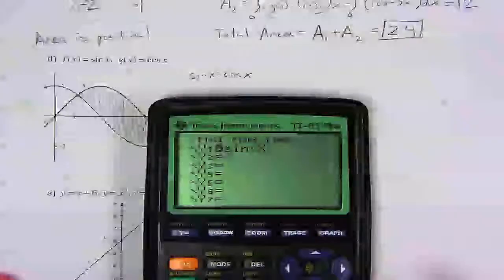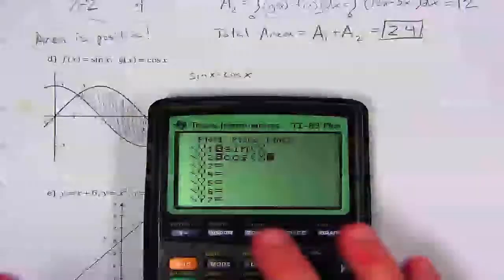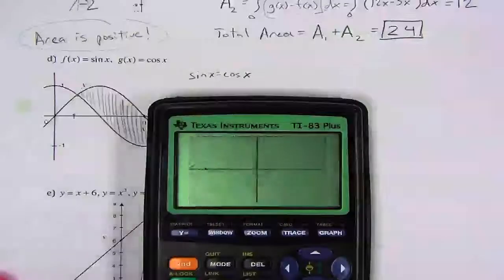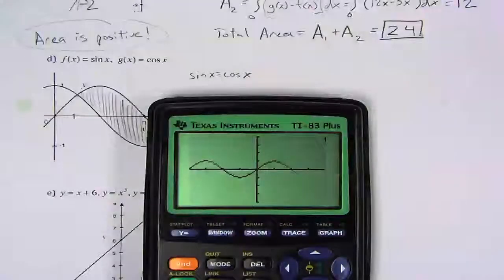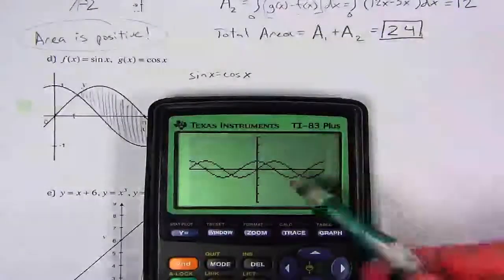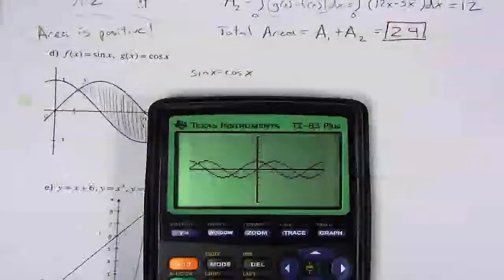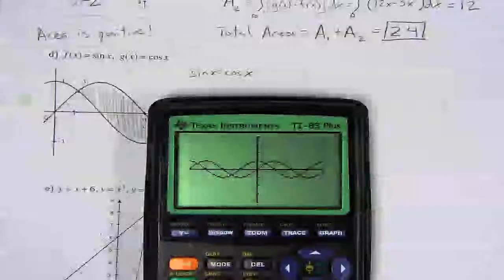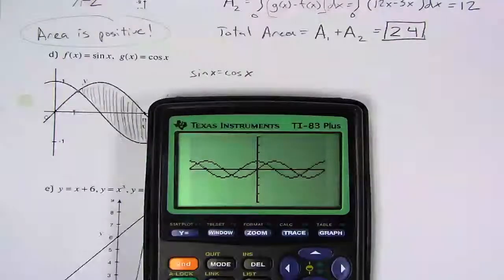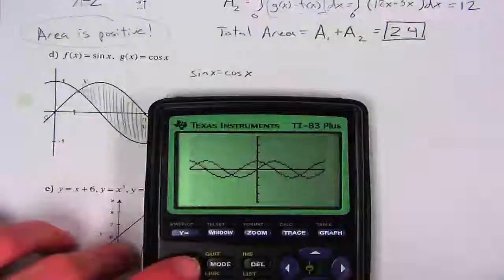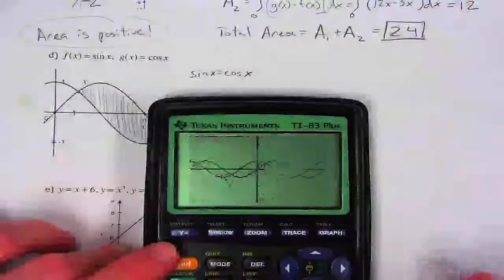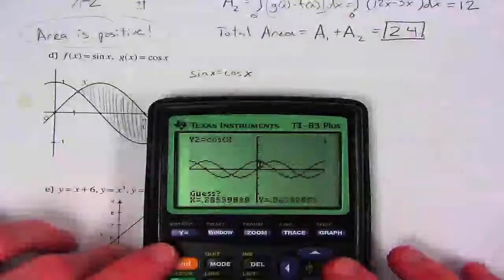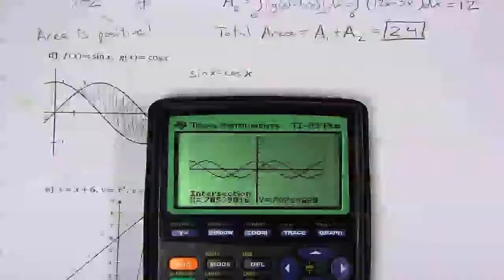So we're going to go sine x and cosine x. Should we just go zoom trig? Might as well. Ooh, so pretty. Okay, and so we want to go from here to here. It is pi over 4 and 5 pi over 4, actually. Okay, so let's see. So I can calculate intersects, first curve, second curve. So we get 0.785.